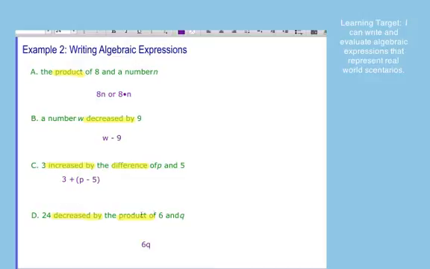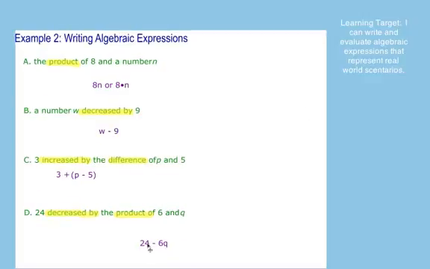So 24 decreased by this product. Well, again, we're decreasing by the product. What's being decreased is 24. So we got to ask, is this 6Q minus 24 or 24 minus 6Q? Well, we're decreasing 24 by this amount. So that means the 24 has to go here. There we go. Okay. That's the basics.